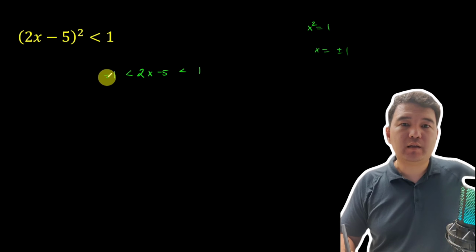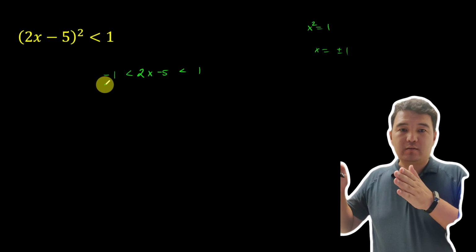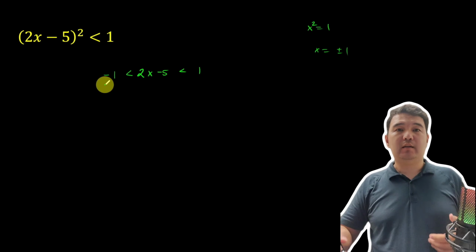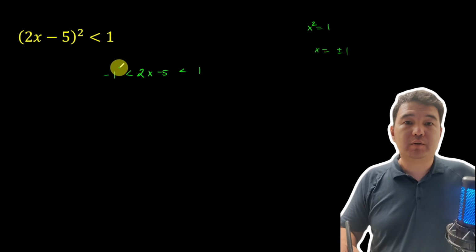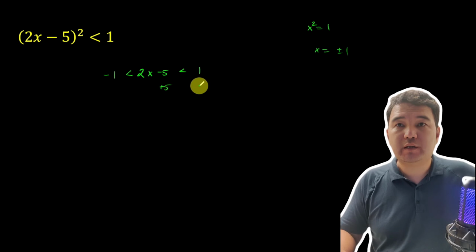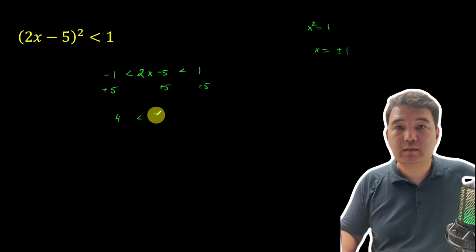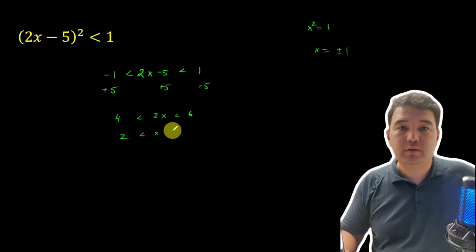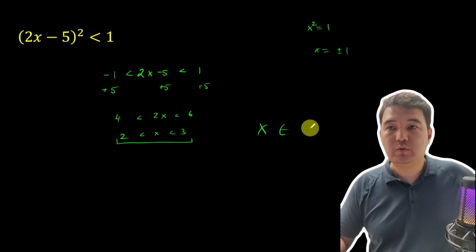So a number greater than negative 1 is a number between negative 1 and 0, like negative point something. When you take the square of that, the negative sign will get eliminated and you will still have a number whose square is less than 1. So you have to be careful about the other side of the inequality. Now add 5 to all three sides and get that 4 is less than 2x, which is less than 6, and divide by 2. So x is between 2 and 3, or you can write this solution as (2, 3).